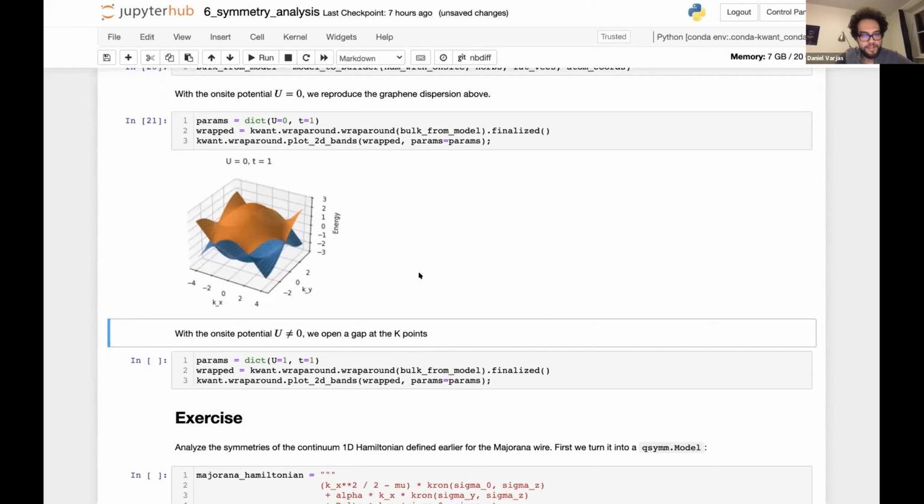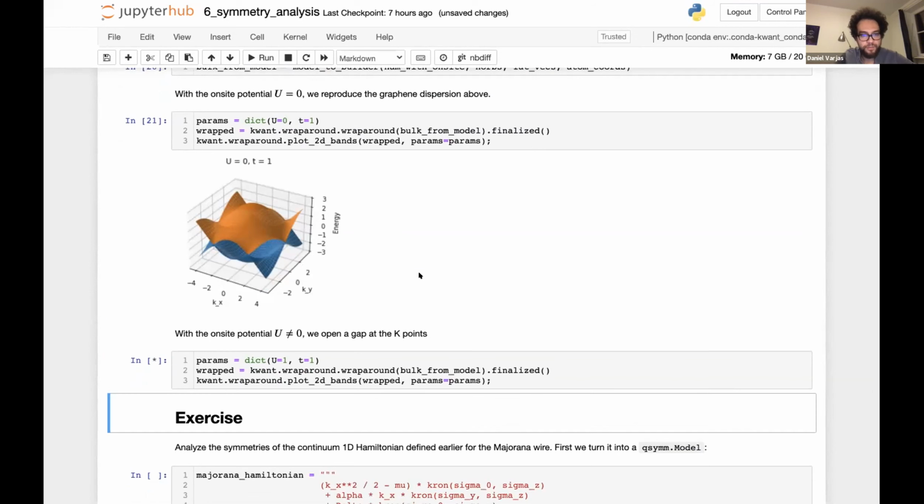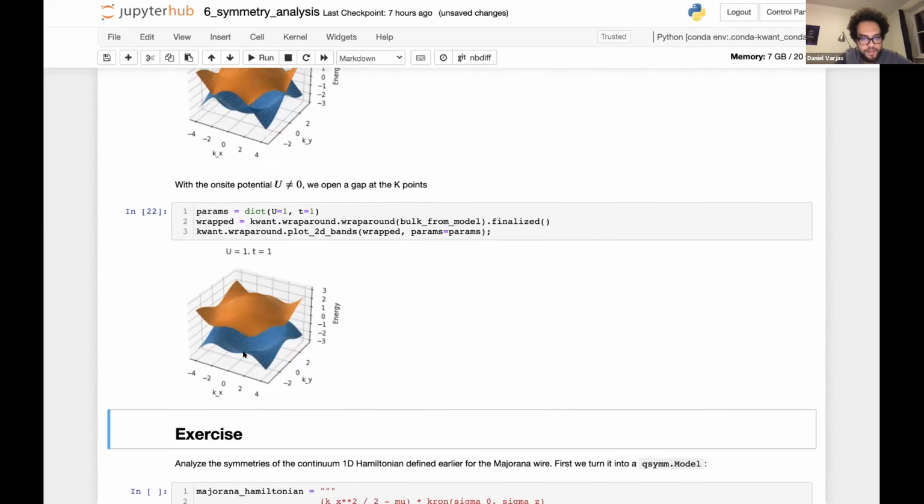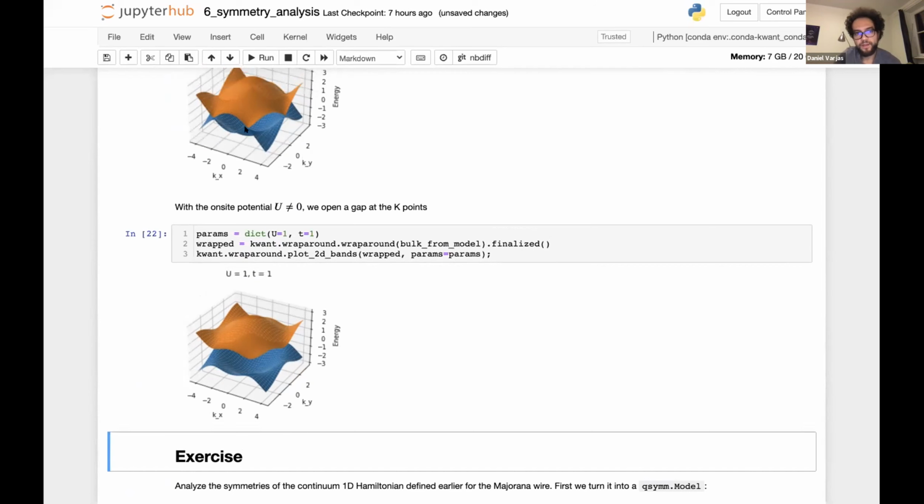And if I set U to be non-zero, for example, if I set it to 1, then you see that the gap is opened at all these Dirac points, as expected. So this shows that the Dirac points are really reliant on not having a staggered potential in graphene, and to have this sublattice symmetry. So that's this simple example I wanted to show you.